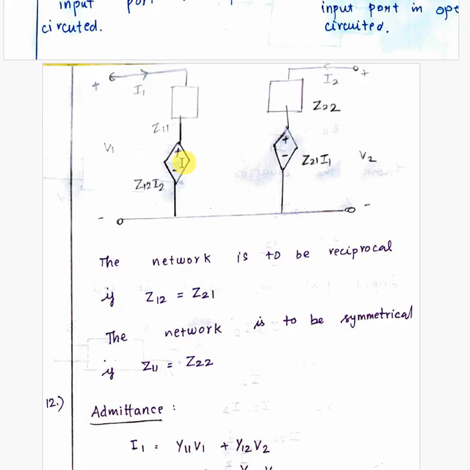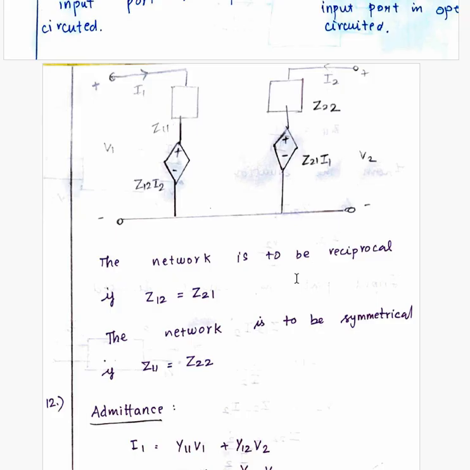Dependent voltage sources means here Z12 depends upon the Z12 parameter, so Z12 into I2. Here we are writing the dependent voltage source as Z21 into I1, which depends upon the current value in port 1. So we can tell the network is reciprocal for Z12 equal to Z21, and for the symmetrical network Z11 equal to Z22. So this is the derivation for the Z parameters, impedance parameters.